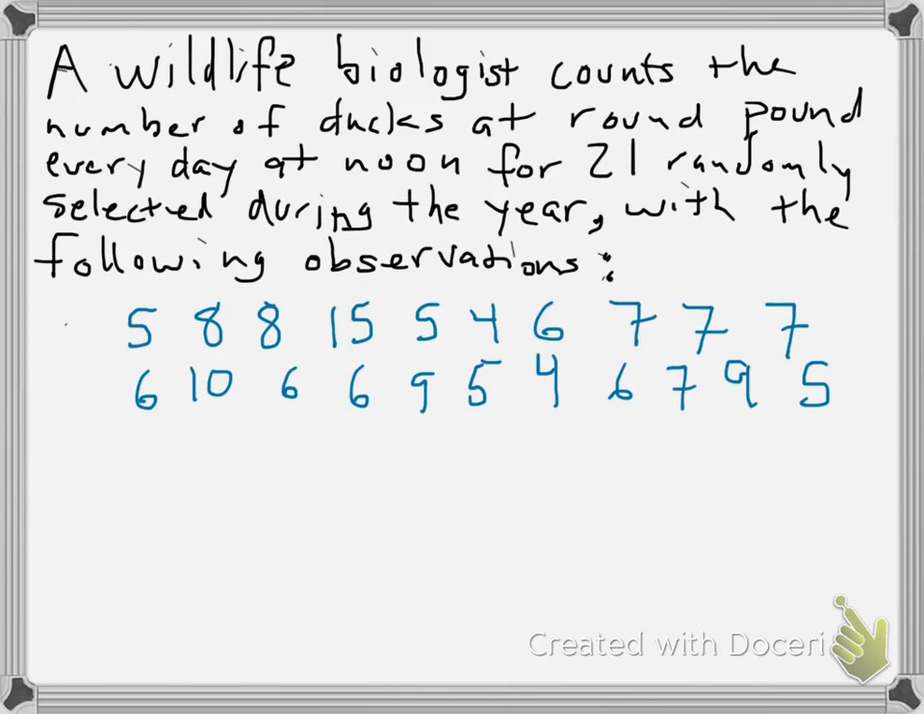So let's get started on this problem. A wildlife biologist counts the number of ducks at Round Pond every day at noon for 21 randomly selected days during the year, with the following observations. So it looks like one day it was 5 ducks at the pond, and 8, and so on and so forth.